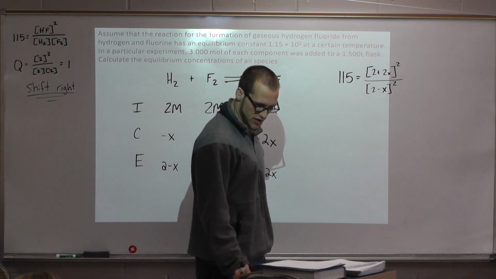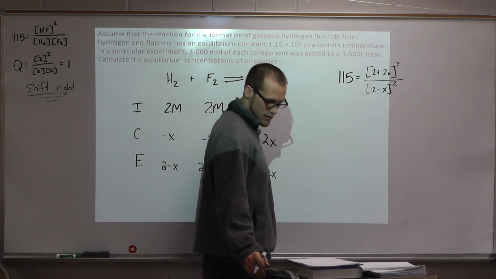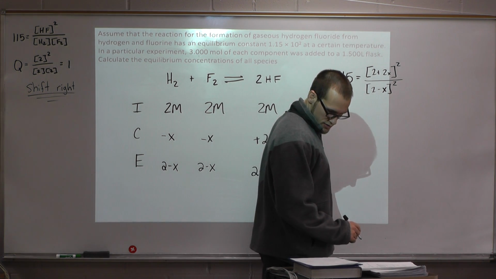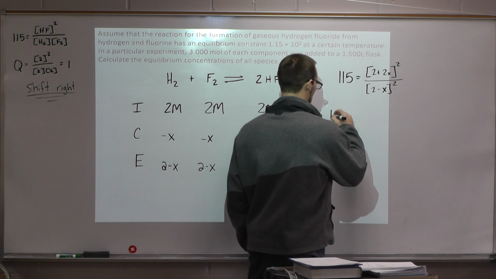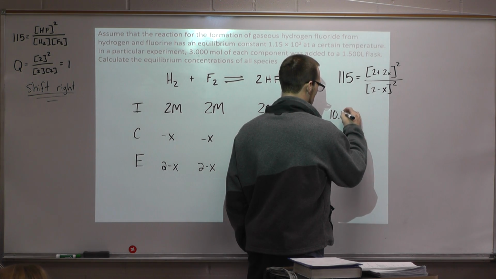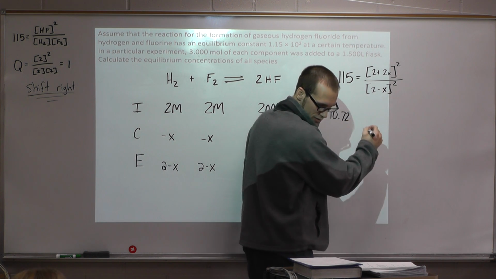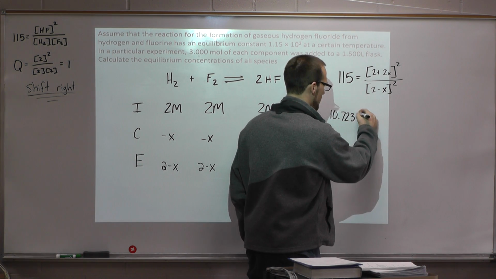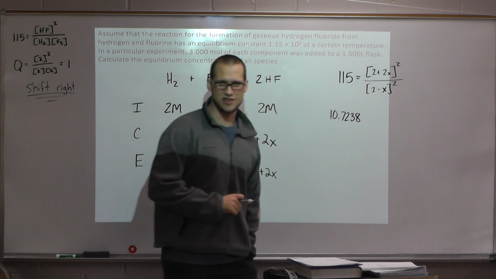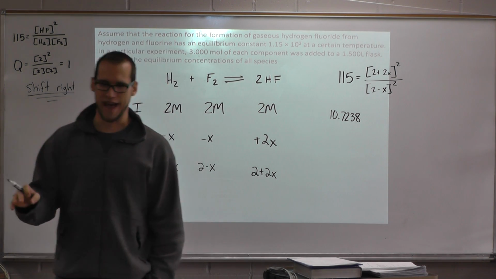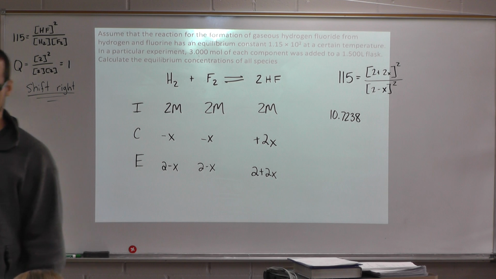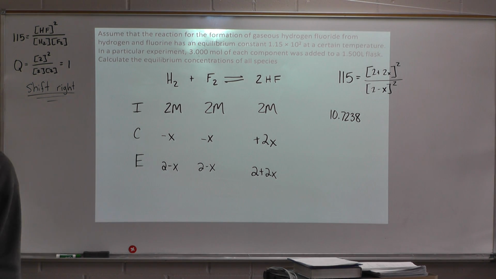Square root of 115 is 10.72. Try to go a little bit more than conventional. 10.72380529. Well, no, that's a little over conventional. The reason why I say this is because there's enough math involved here that if you round too much, you could very well get an answer that's significantly off. That make sense?